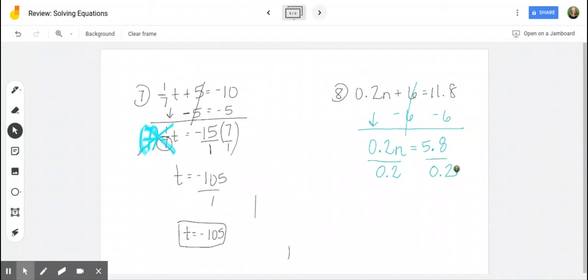Okay. These cancel out and I just get n. And 5.8 divided by 0.2 is 29. Okay.